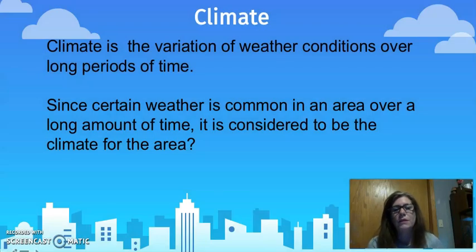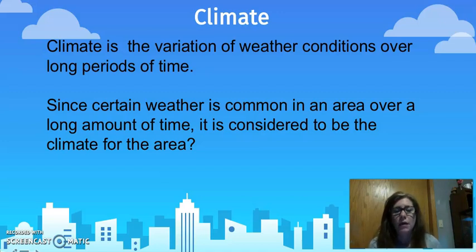So, climate is the variation of weather conditions over long periods of time. Weather is what's happening day by day. When I think about the weather for today, it is supposed to be warm and like 75 degrees, and there's not supposed to be any rain, so there's no precipitation. That is our weather for today.